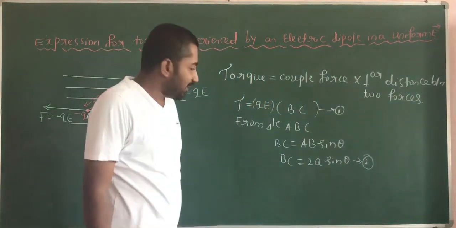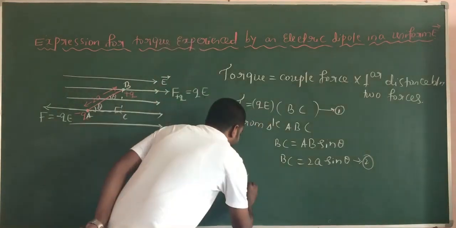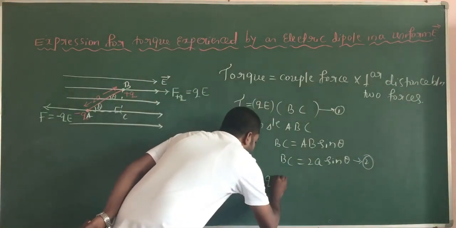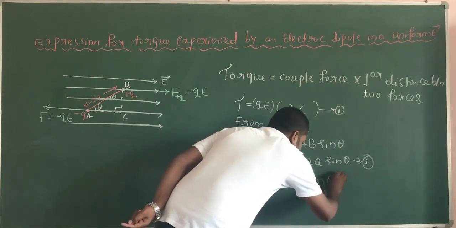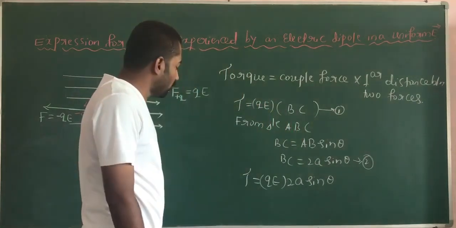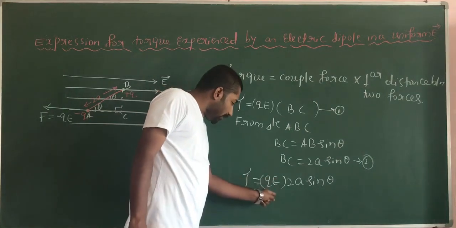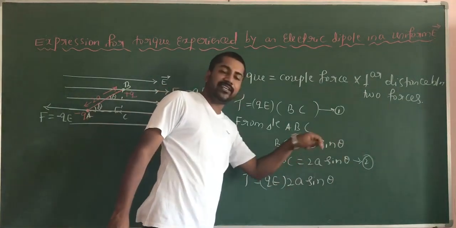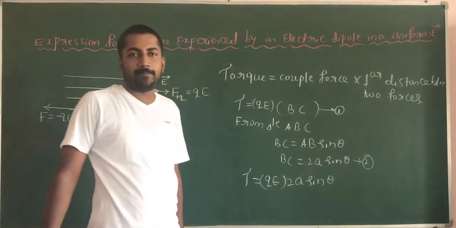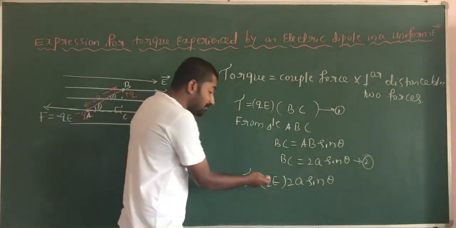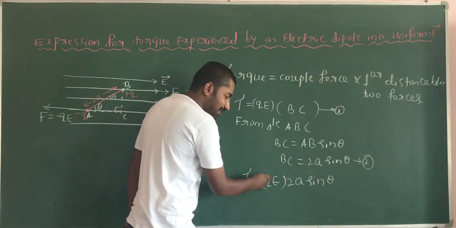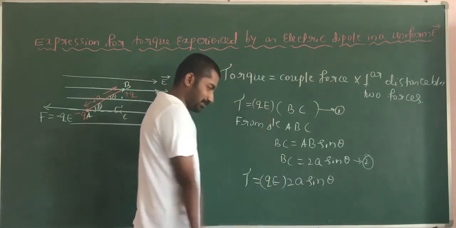Now substitute equation 2 in equation number 1. You get torque tau is equal to Q into E into 2a sin theta. But you know the formula: dipole moment is the product of the strength of either pole and the dipole length.